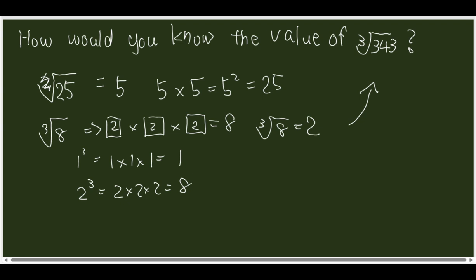8 is far smaller than 343. Let me go to the next blank page. Third root of 343. 2 cubed is 8. What else do you know? Well, at least I know 10 cubed is 1,000. So 343 is in between those two.